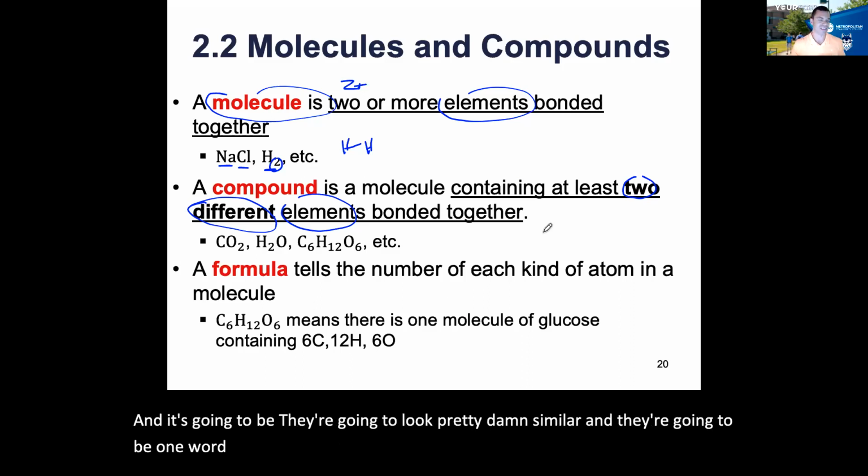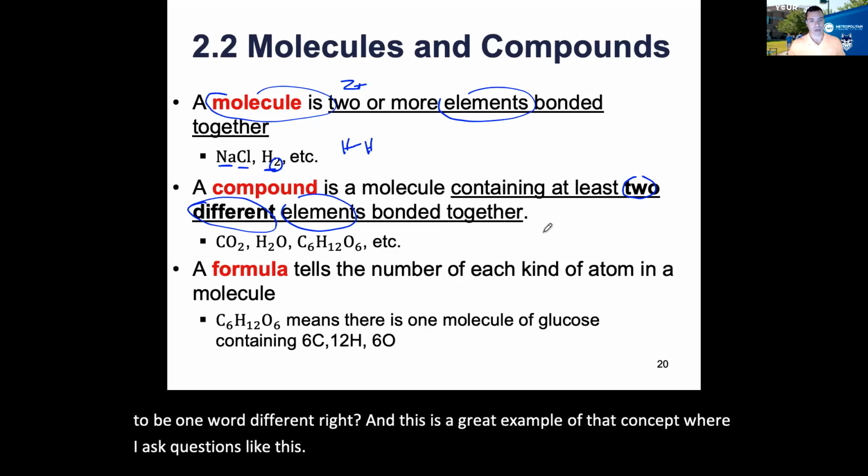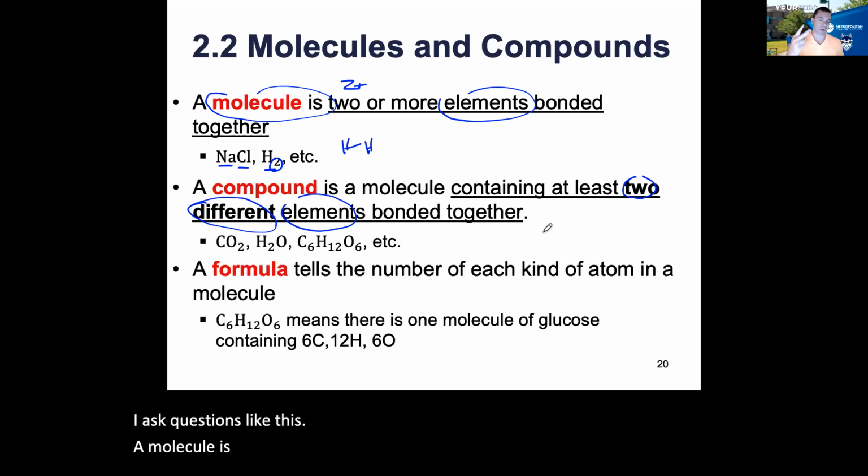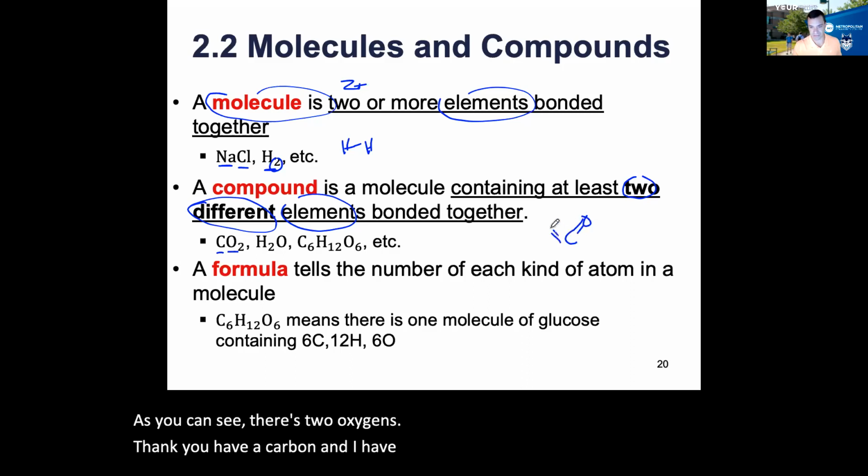And this is a great example of that concept where I ask questions like this. A molecule is 2 or more elements bonded together. They can be different. They can be the same. For a compound, at least 2 elements that are different. Okay, 1, 2, carbon and oxygen. As you can see, there are 2 oxygens. We have a carbon, an oxygen, and an oxygen.